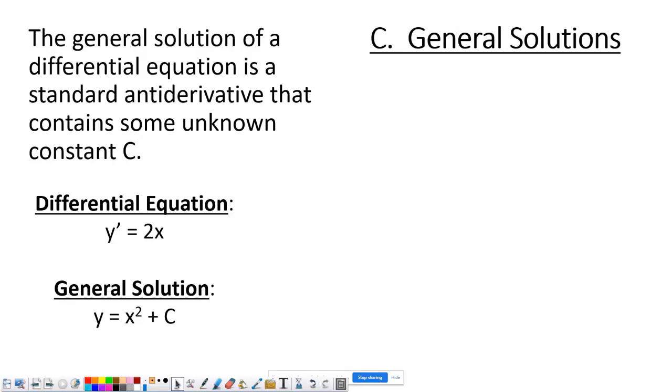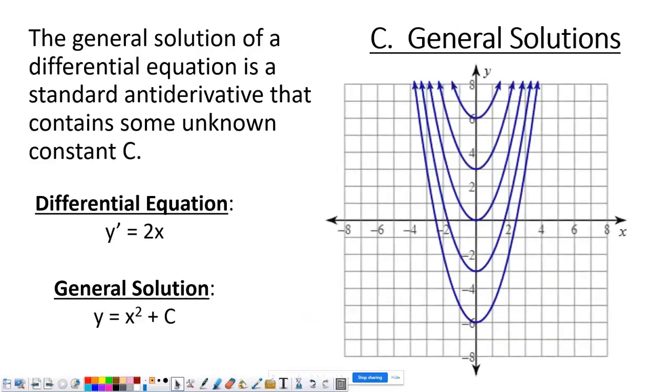So, technically, x squared plus 1 is a solution. X squared plus 2 is a solution. X squared plus 100 is a solution to the differential equation. So instead of putting a specific number there, we just put c, and that represents the general solution. Since I don't know what the c is, we kind of don't know what the function is, right? What if I told you that c was 0? In that case, it would be this parabola right here.